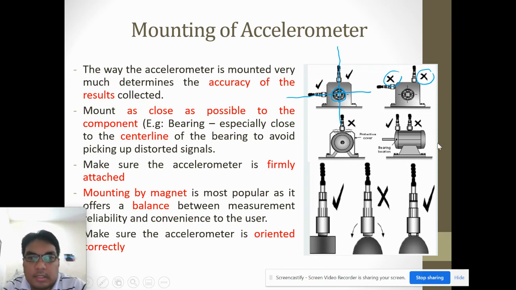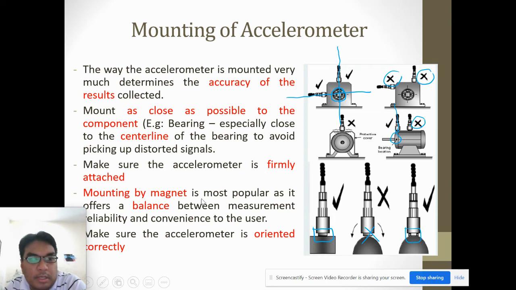Okay, this is another type, where you know the exact location of the bearing, so that you can mount directly at the upper side of the bearing, instead of mounting it far away like this, which will not give an accurate signal. Make sure the accelerometer is firmly attached. You can see this is firmly attached and also this is firmly attached. This is not the way that we want to mount.